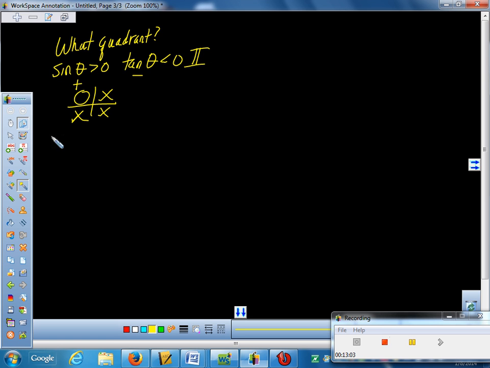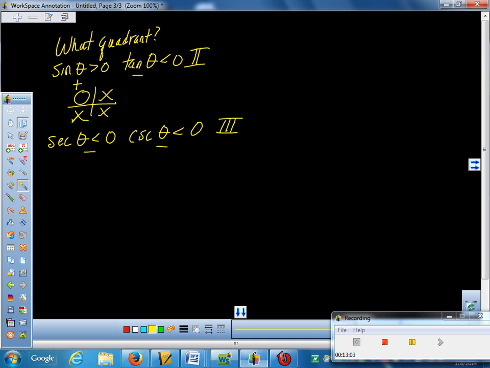What if I asked you what quadrant you are in if secant's less than 0 and cosecant of the same angle is less than 0? Where are they both negative? I have several votes for 3. I will buy 3. For it to be negative, secant's positive in first and fourth, so it has to be one of the two on the left side. And it can't be 2, because that's where cosecant's positive, so you're down to 3.